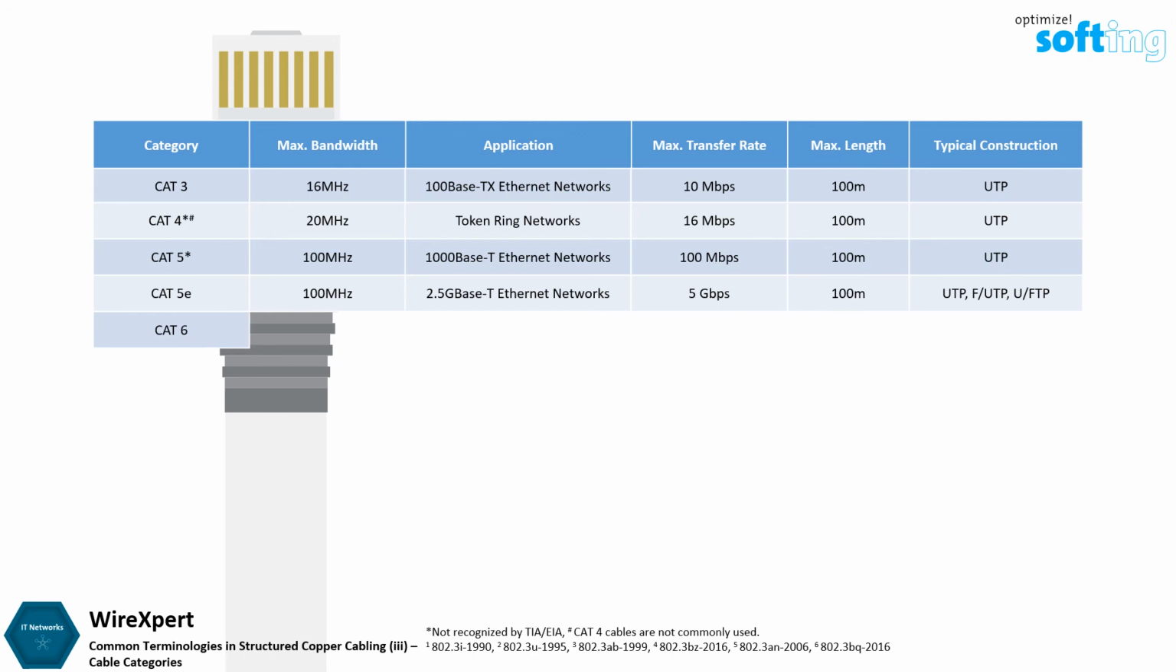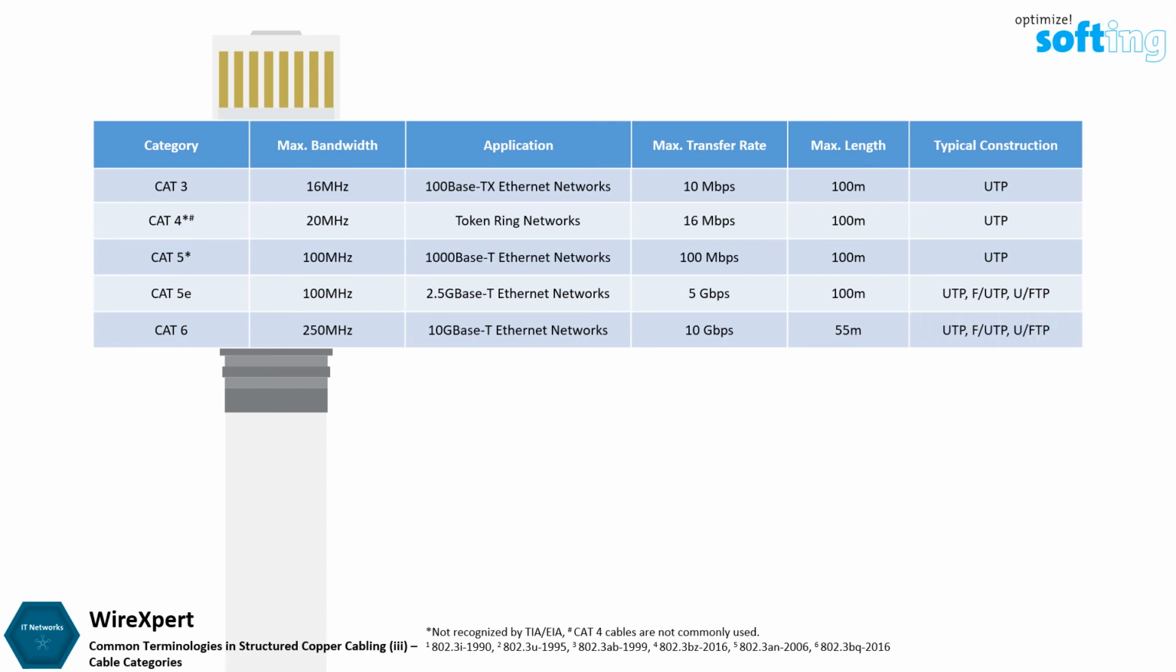Cat6 cables operate at a maximum frequency of 250 MHz and can be installed on a gigabit Ethernet network with a transfer rate up to 10 Gbps over a shorter length. Cat6 cables are typically constructed as UTP, foiled UTP, or unshielded foiled twisted pairs.